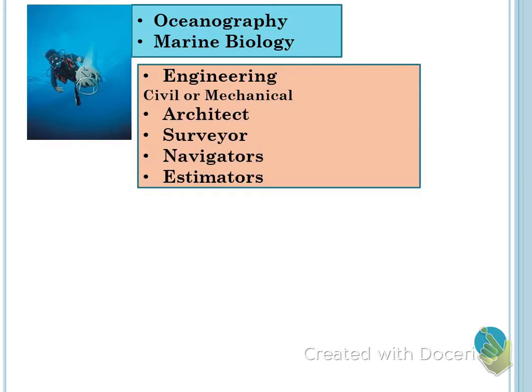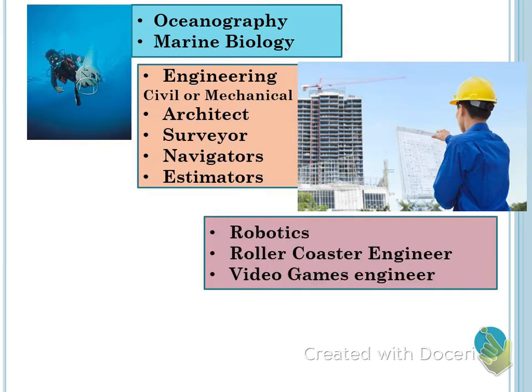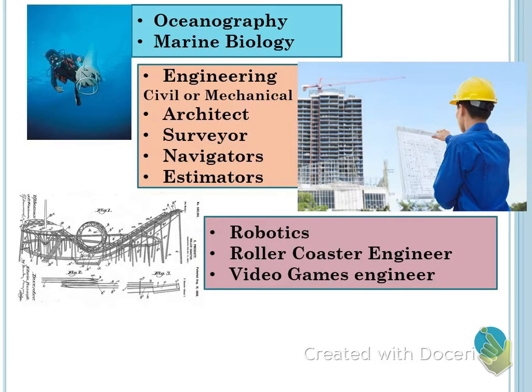Architects, surveyors. Surveyors are the ones on the side of the highway with an orange tripod, and they're looking through it, and they're measuring angles and pitches, is what it's called. And then navigators, estimators also make a crap ton of money. A lot of things in construction obviously use trigonometry, but some others like robotics, roller coaster engineering, video games engineering.